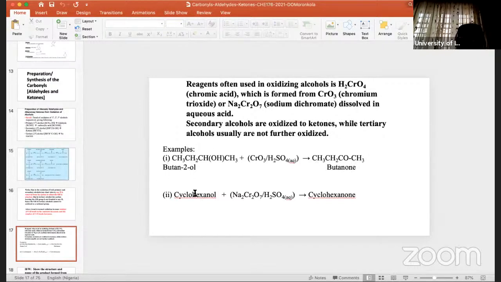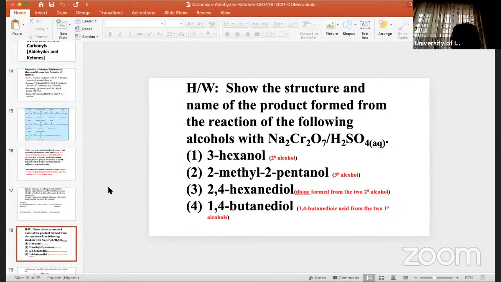This is also a secondary alcohol, a cyclic alcohol, cyclohexanol. With sodium dichromate, you have it producing your ketone, the cyclic ketone, cyclohexanone. You can do this as an assignment, though I have the answers on the next slide: show those structures and also the names of compounds that will be formed from each of these alcohols, 1 to 4. I pray we have extra time for tutorials later, but 3-hexanol, if you draw the structure, you can prove easily that that is a secondary alcohol, while the next is a tertiary alcohol. So straight off, we know that oxidation of this will not be possible.